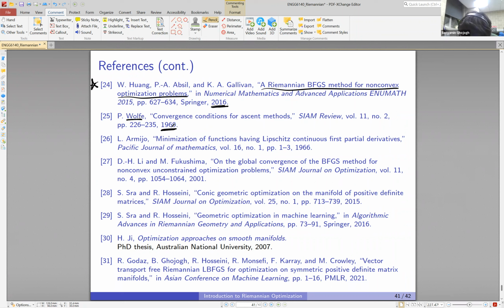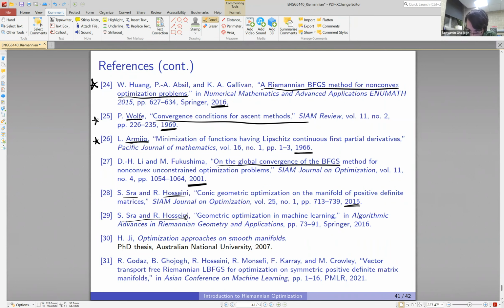This is the paper of Wolfe for Wolfe conditions in 1969. Paper of Armijo in 1966 for the Armijo condition used in line search, in backtracking line search. The global convergence of the BFGS method, so this talks about the convergence proof of the BFGS algorithm, 2001. Suvrit Sra and Reshad Hosseini, Conic Geometric Optimization on the Manifold of Positive Definite Matrices. So it talks about Riemannian optimization for SPD manifolds in 2015.